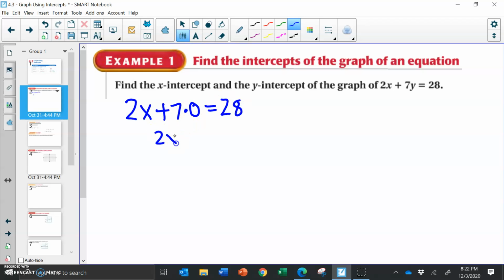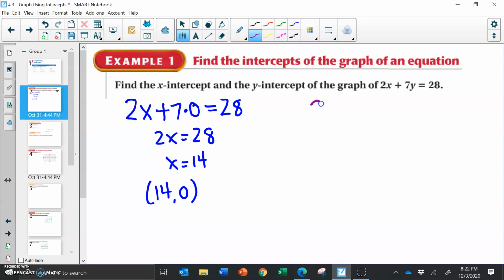7 times 0 will be 0. When I solve this, I get that x is 14. An x-intercept is an ordered pair. So I need to write my answer as (14, 0). I don't need to label it as the x-intercept because I have a value in the x spot. That's what indicates that this is the x-intercept.